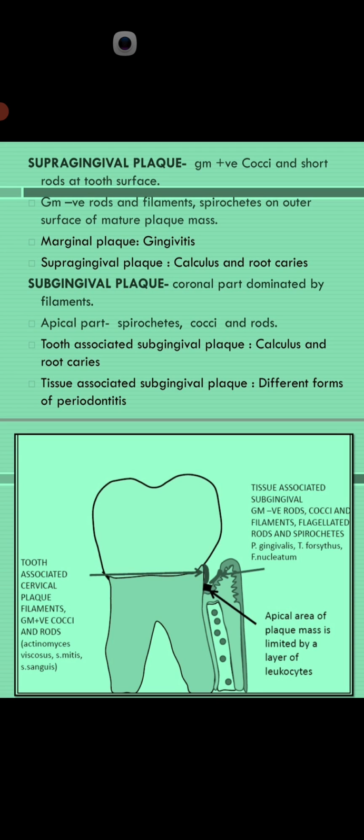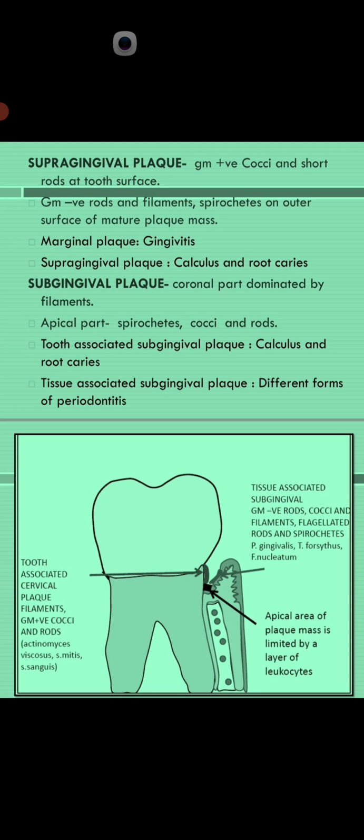Now the subgingival plaque includes tooth-associated and epithelium-associated, meaning gingival-associated, plaque. The tooth-associated subgingival plaque is responsible for calculus and root caries, and the tissue-associated subgingival plaque is responsible for different forms of periodontitis, meaning inflammation of the whole periodontium, and there is loss of alveolar bone.